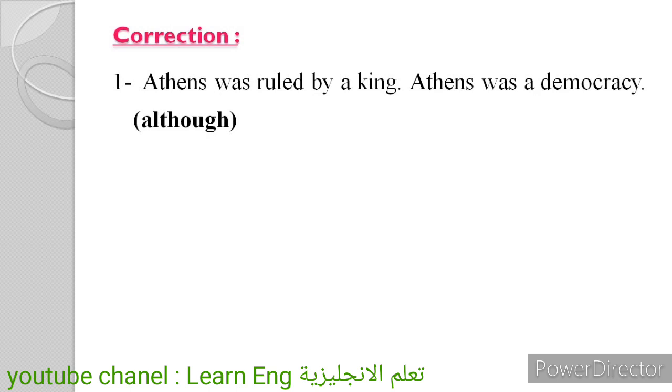So the first sentence, Athens was ruled by a king. Athens was a democracy. So you have to use although to combine the two sentences.